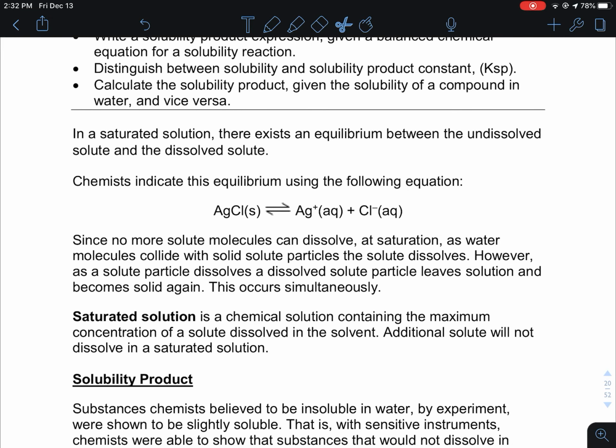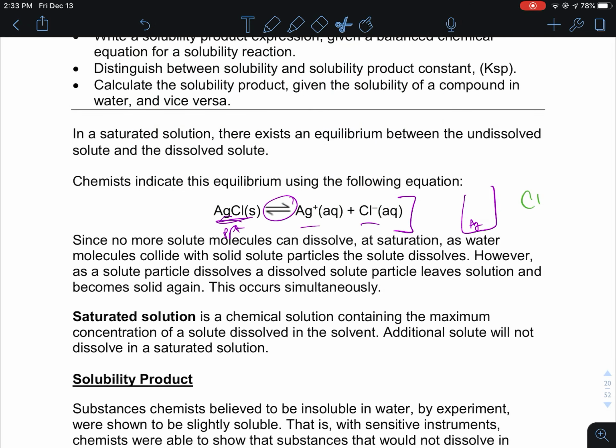So here we go. Here's our silver chloride example again. This is the net ionic equation, but rewritten as an equilibrium between the solid precipitate and the silver and chlorine ions. They are constantly in a state of flux. There are silver ions floating around the solution, and every once in a while they're going to find a chlorine ion.